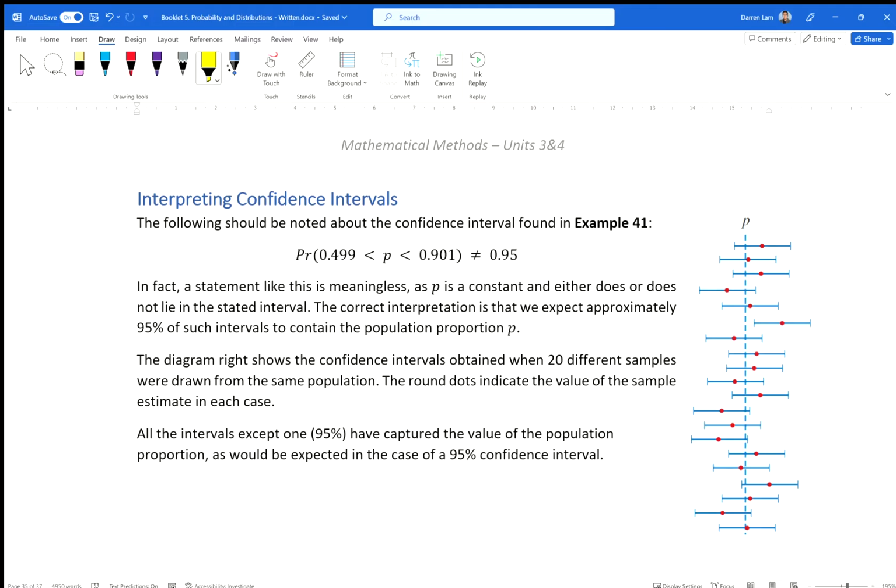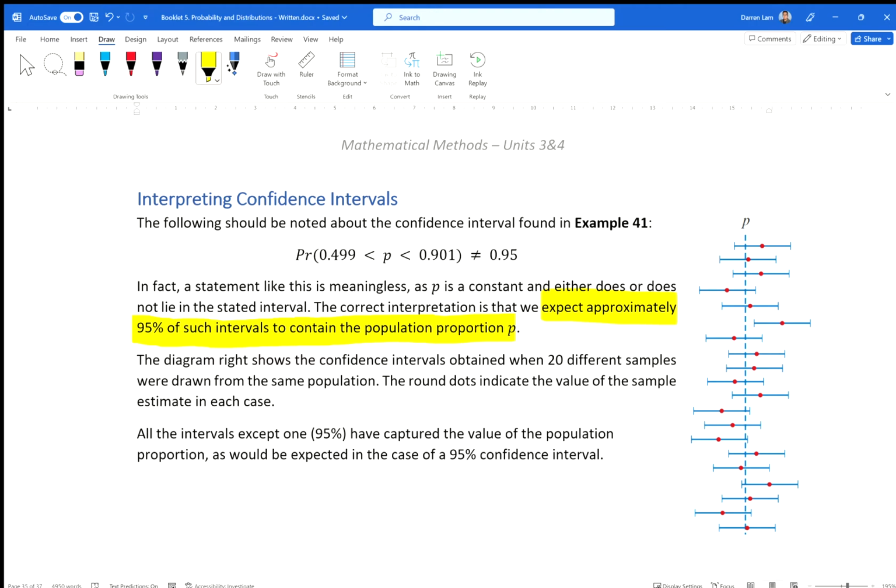We expect approximately 95% of such intervals to contain the population proportion P. If you look on the diagram on the right-hand side, there are 20 different samples, each line and dot representing one sample. The round dots indicate the value of a sample estimate in each case. You'll notice that that dot is a singular value. It either is or isn't. All the intervals except one, so in other words, 1 out of 20 or 5%, have captured the value of the population proportion, as would be expected in the case of a 95% confidence interval.